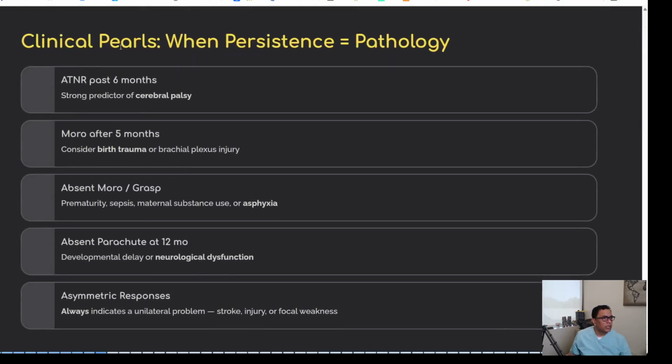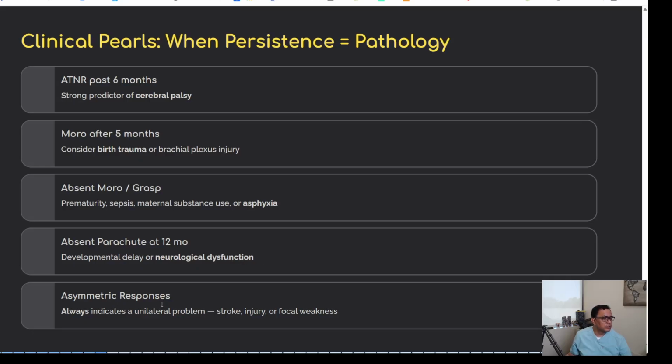Now, clinical pearls. When primitive reflexes are persistent or present beyond a certain time period, it is pathological. So ATNR past 6 months is a strong predictor of cerebral palsy. Moro reflex after 5 months, consider brachial plexus injury or birth trauma. Absent Moro or grasp: prematurity, sepsis, maternal substance abuse, or asphyxia. Absent parachute at 12 months: developmental delay or neurological dysfunction.